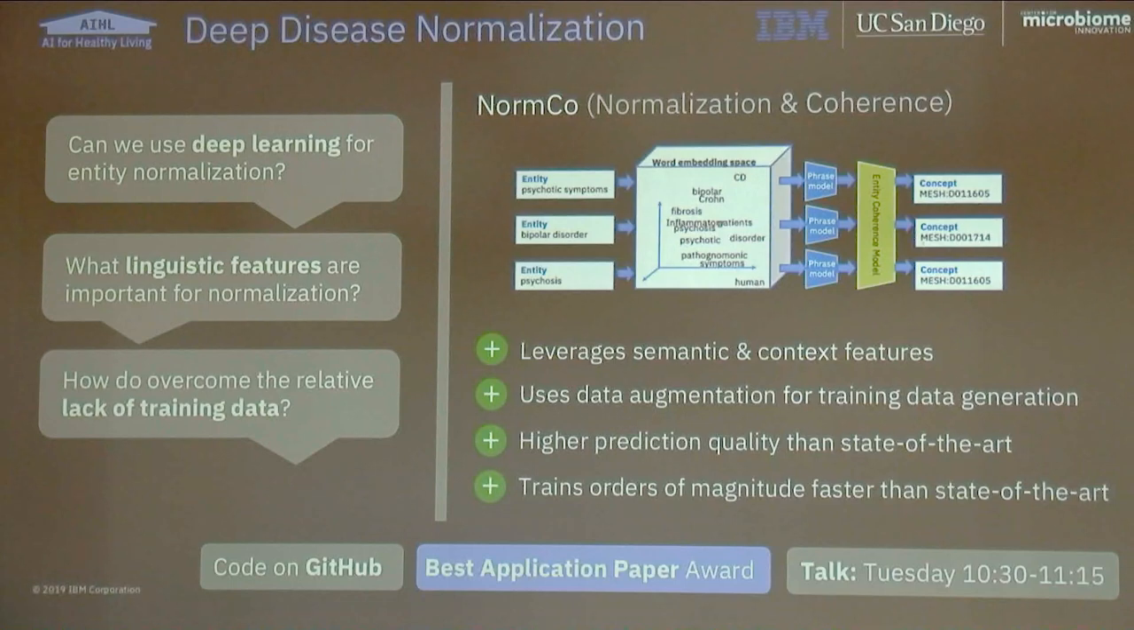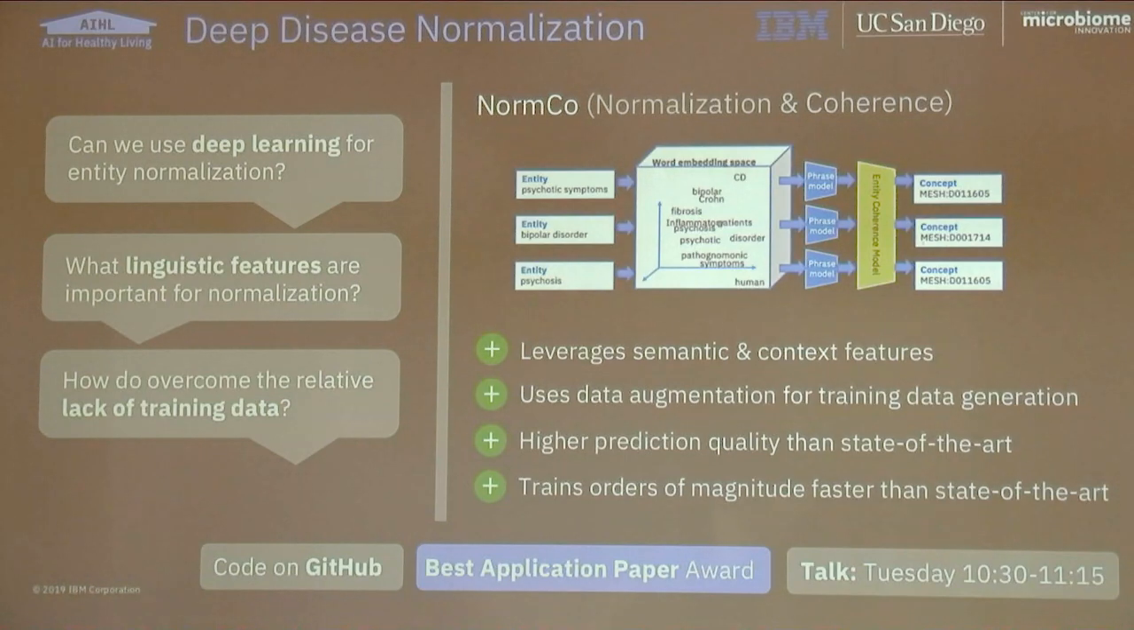The second question we were focused on was what linguistic features were important for disease normalization, specifically within a neural framework. And then finally, and this has been a theme throughout the day, is how can we overcome the relative lack of training data within this domain for training a neural model?